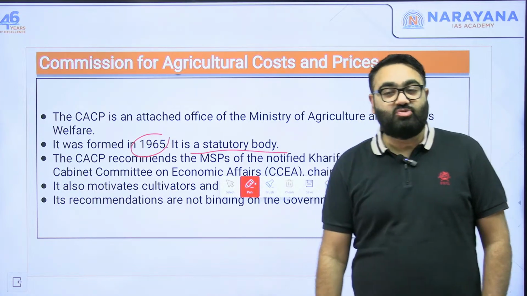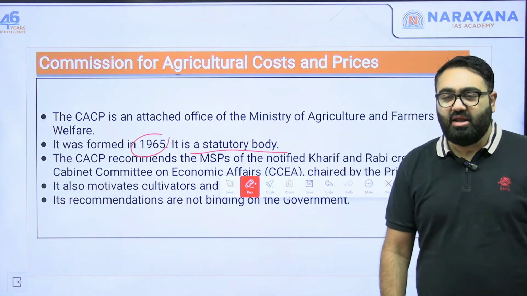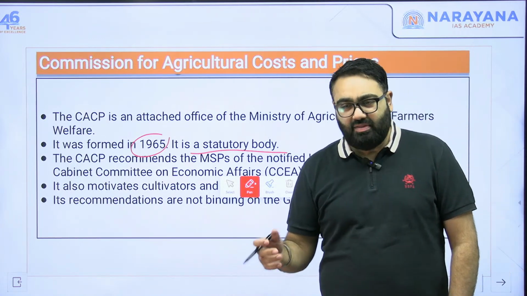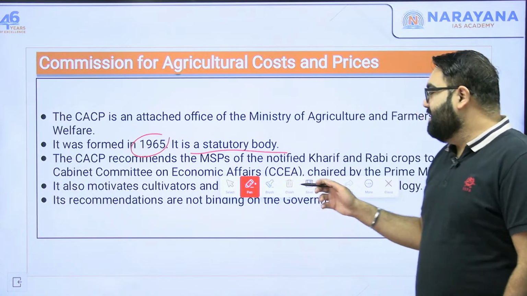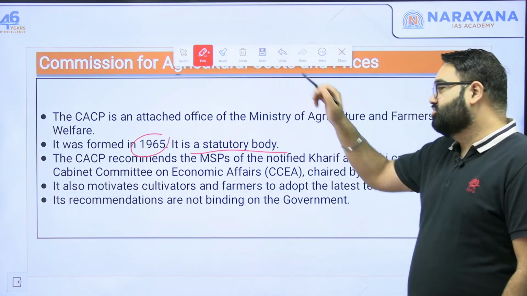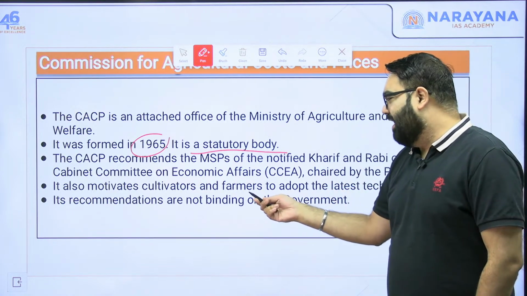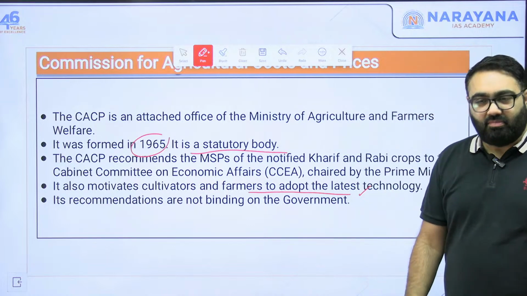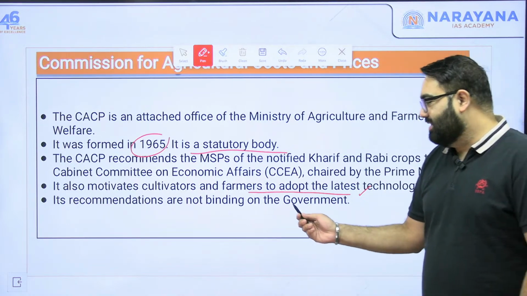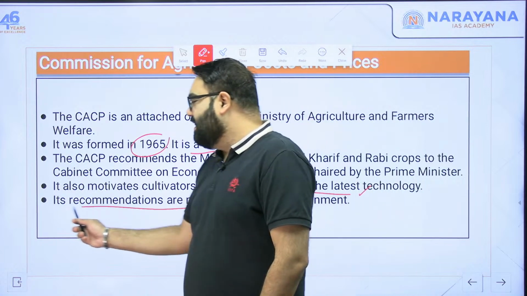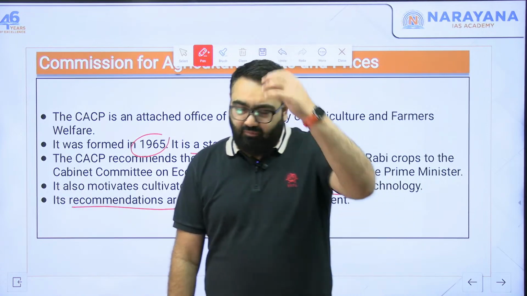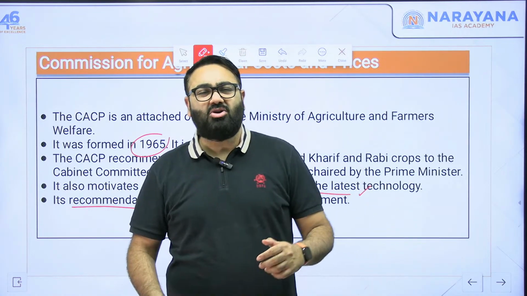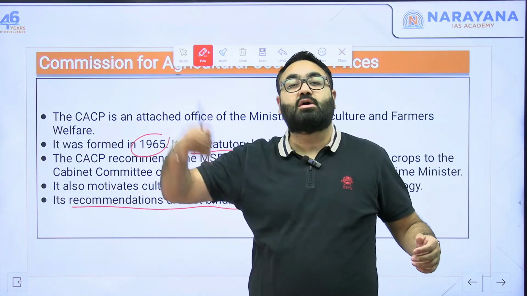We discussed earlier as well that there are different types of bodies in the government. Statutory bodies are the ones that have been created through an act of parliament. They have statutory backing. They recommend the MSP on notified crops. After that, they also motivate the farmers and cultivators to ensure that they have the latest technology. However, whatever they do is never binding on the government. Please understand, whatever committees and commissions the government makes, whatever recommendations they give, they are never binding on the government. Ultimately, why would the government want to create any body that can force the government to do what they want?